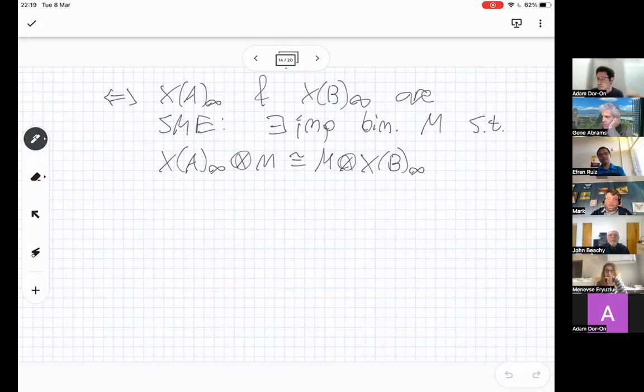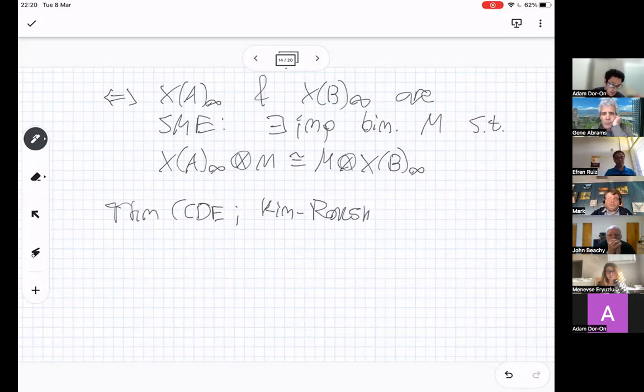I sort of want to mention at least one result in the positive. But before I do that, I want to mention the state of the art. So this is our theorem. This is based on counterexamples of Kim and Roush, as well as this result of Rocklin and Kishimoto that I mentioned. So it's really the culmination of many results.